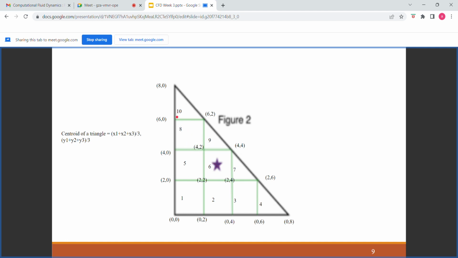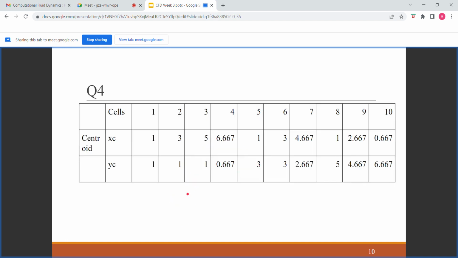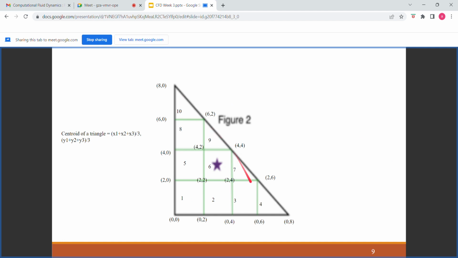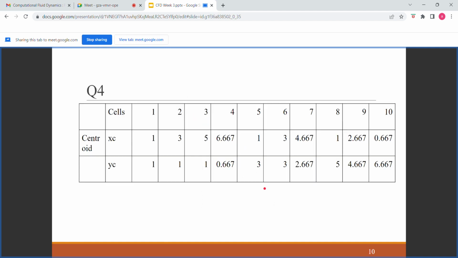We know the midpoint of the square, like if it is 2 in dimension, this would be 1 comma 1. But the corners are all triangular in shape. So to get the centroid of the triangle, we use a formula like x1 plus x2 plus x3 by 3, similarly y1 plus y2 plus y3 by 3. By using that, we will get the centroid of this triangle, this triangle, this triangle, and so on. In the same manner, we have obtained the centroids x and y for all these individual cells.